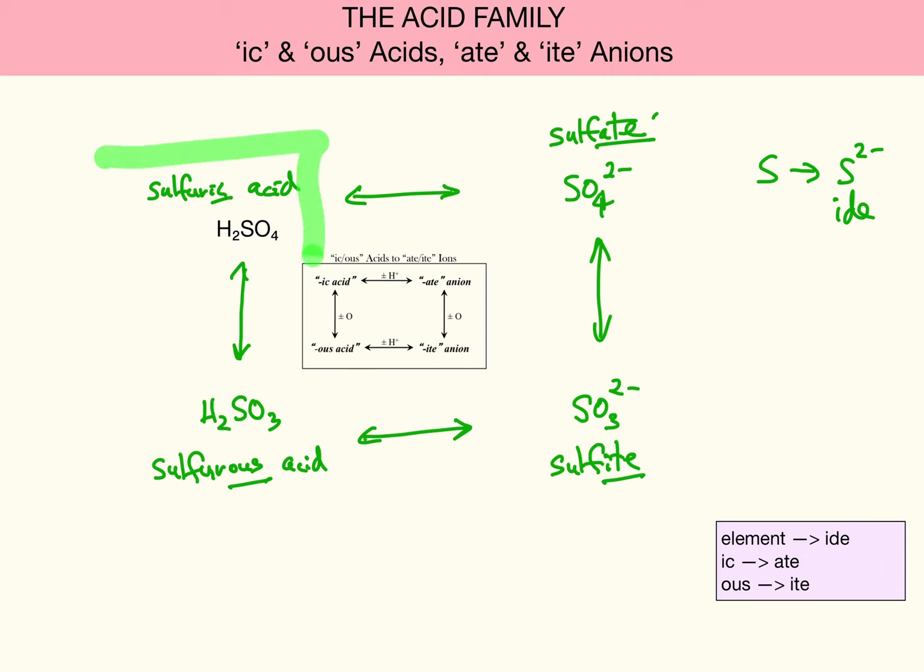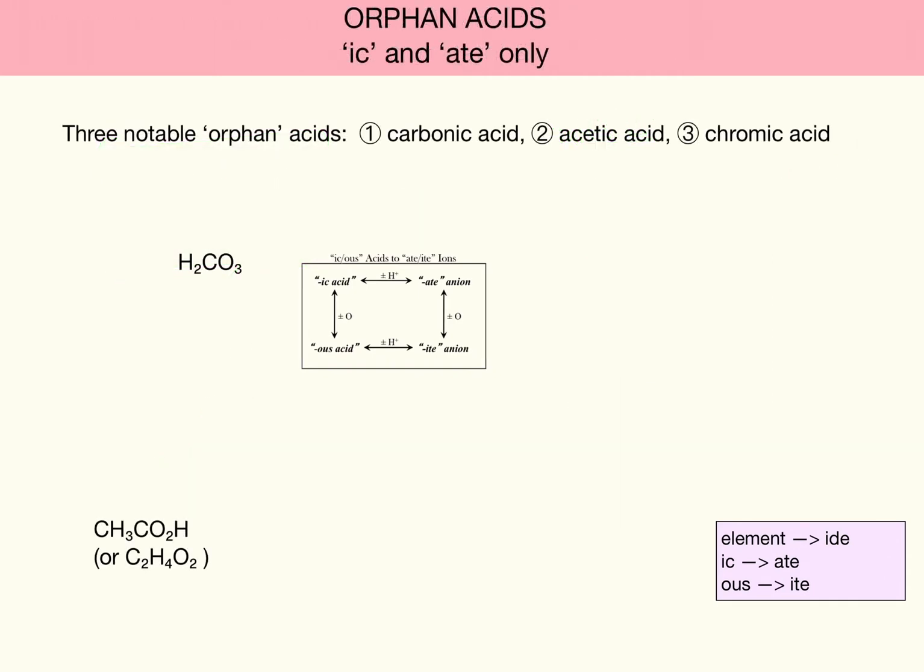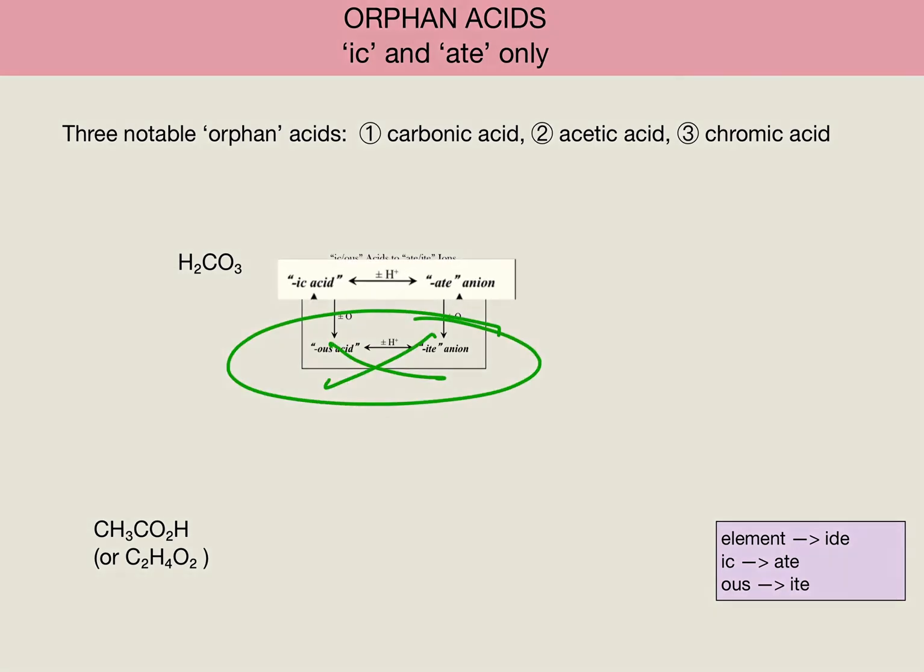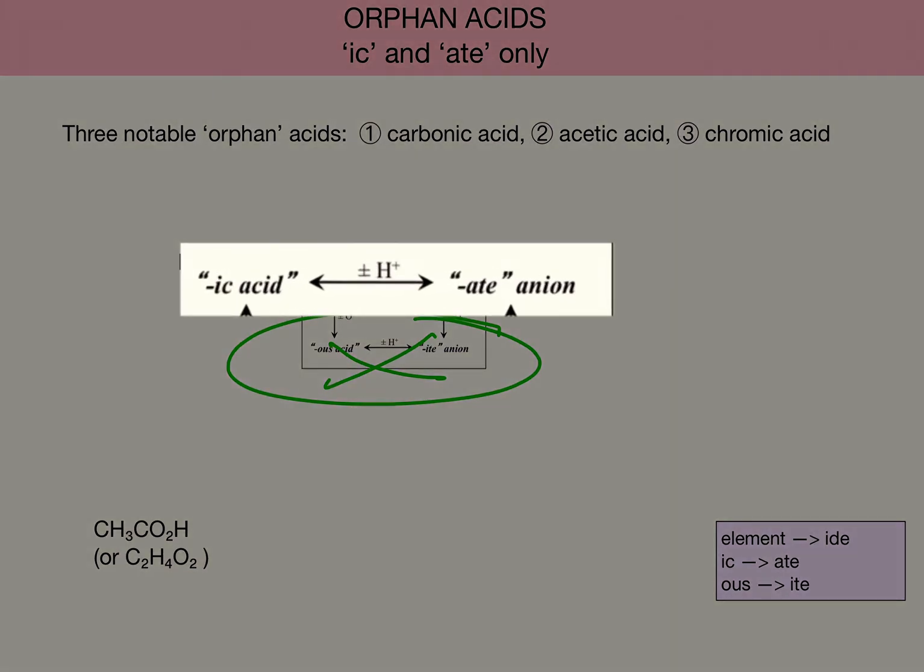You memorize the ic acid, and you can calculate the other family members. Now, just as in the real world, not all families are the same size. Some are larger, some are smaller. There's 3 of the 7 memory acids that I gave you that I refer to as orphans. They really have no family. It's just the ic acid and its associated ate anion.